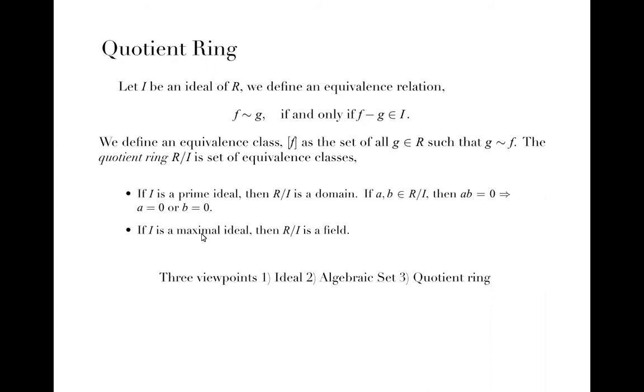Also, if I is a maximal ideal, so maximal ideal means I is an ideal of R, and you can't find some bigger non-trivial ideal between this I and R. Okay, so it's called a maximal ideal. So if I is a maximal ideal, then R divided by I is a field. That's a basic thing from algebra.